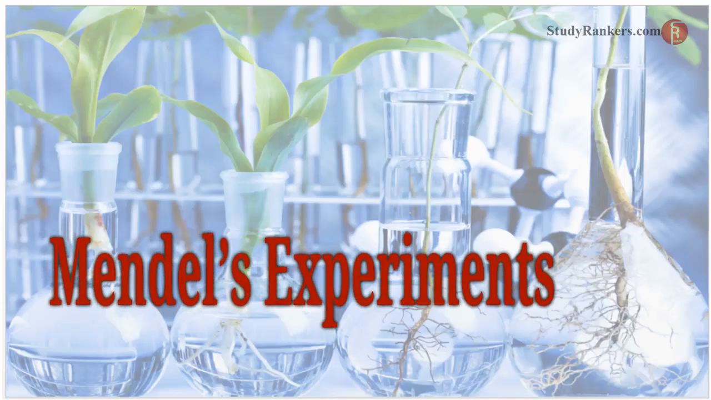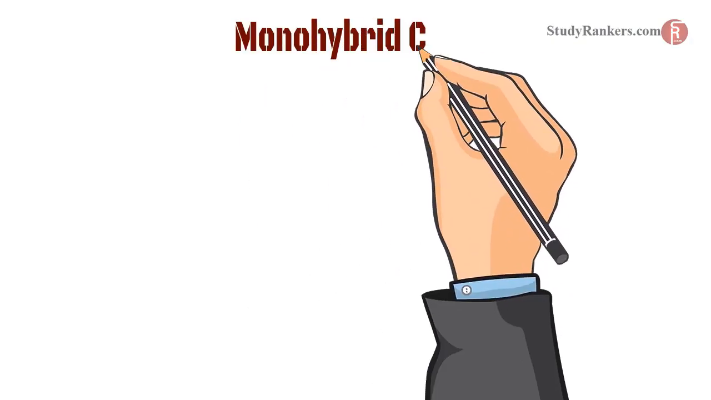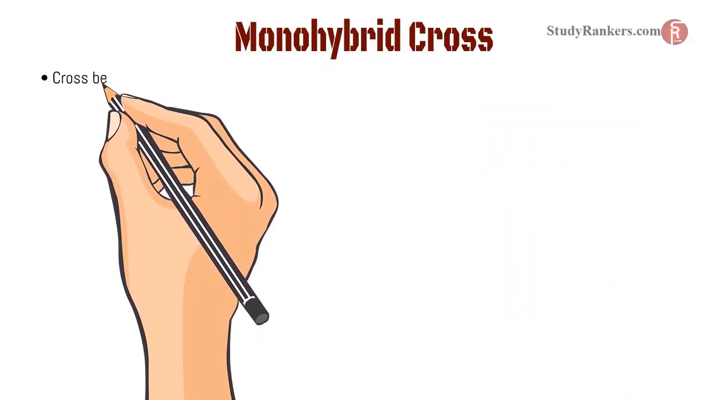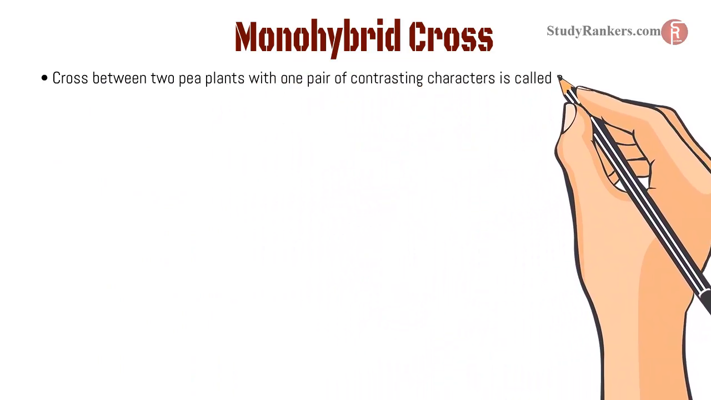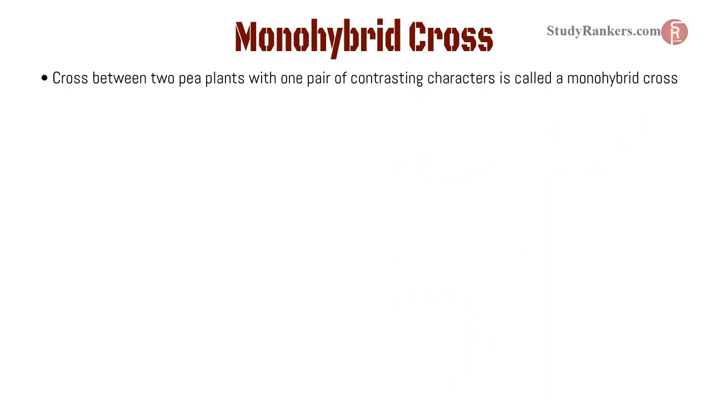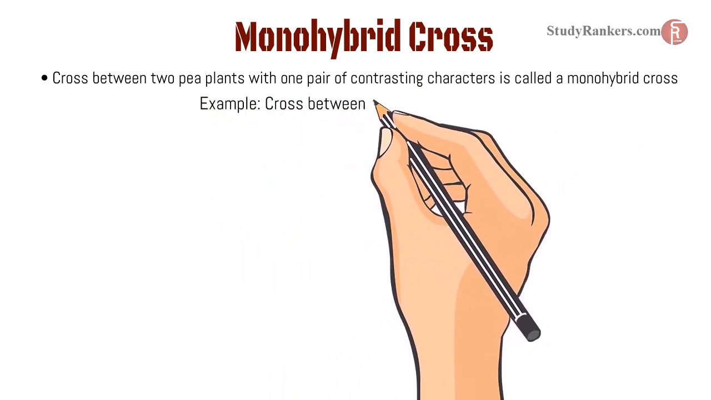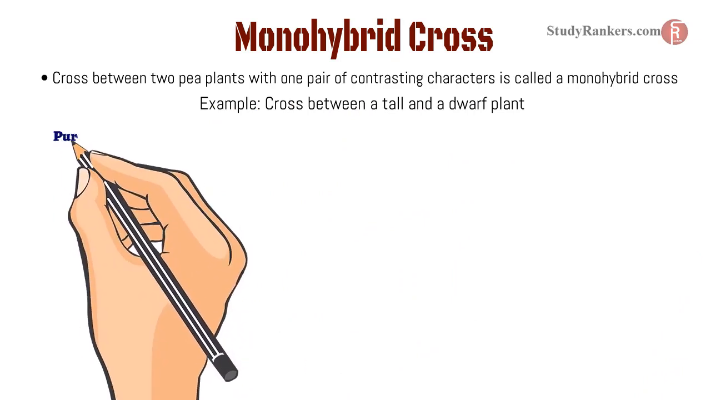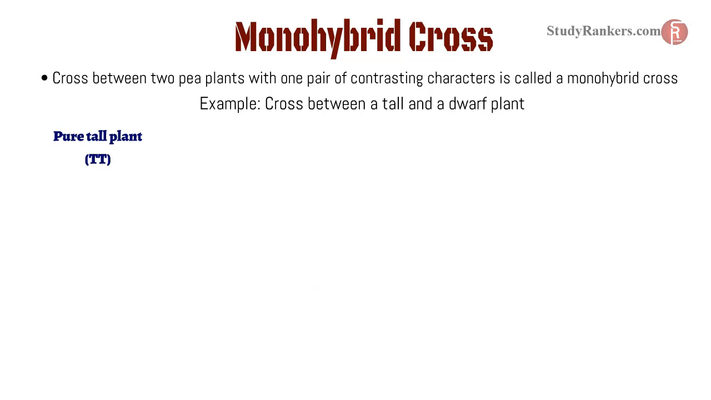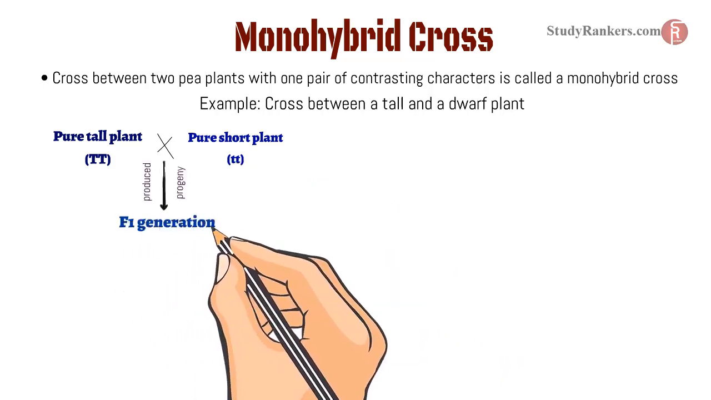Mendel's experiments. Monohybrid cross. Cross between two pea plants with one pair of contrasting characters is called a monohybrid cross. For example, cross between a tall and a dwarf plant. He took purebred parental generation, a pure tall plant, that is capital TT, crossed with a pure short plant, that is small tt, produced progeny, the F1 generation.